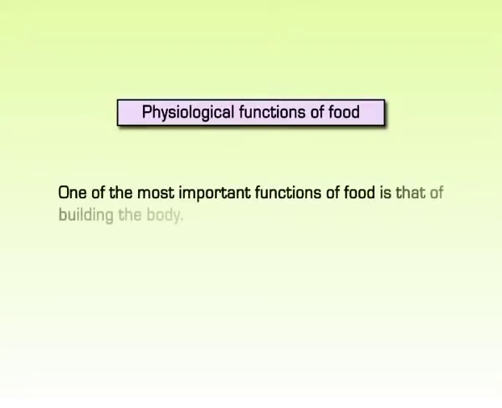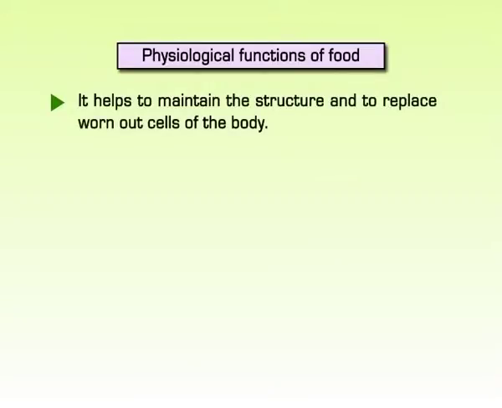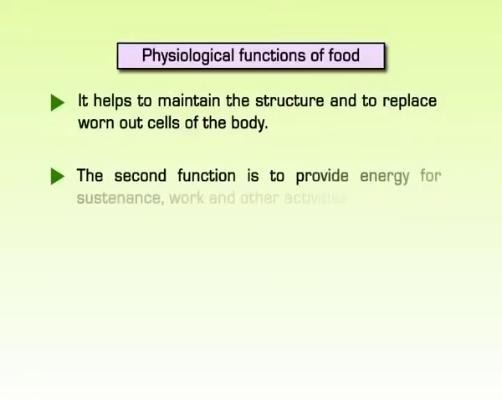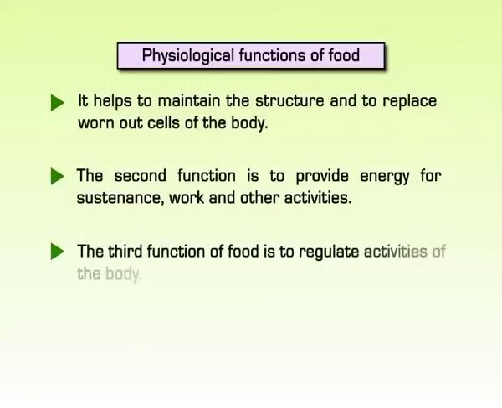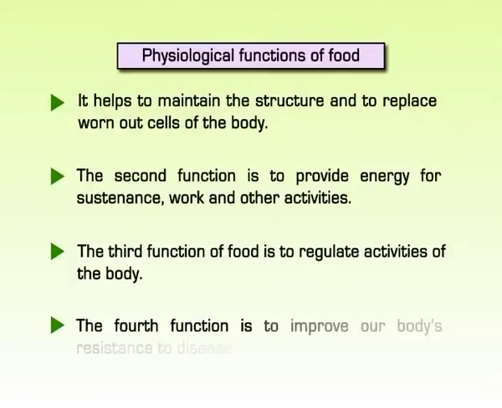Now let's come to the functions of food. Food serves a number of functions in our lives. Let us discuss how food serves in our lives. Physiological function of food. One of the most important functions of food is that of building the body. It helps to maintain the structure and to replace worn-out cells of the body. The second function is to provide energy for sustenance, work, and other activities. The third function of food is to regulate activities of the body. The fourth function is to improve our body's resistance to disease.